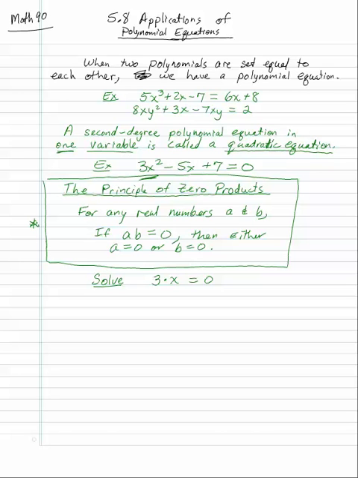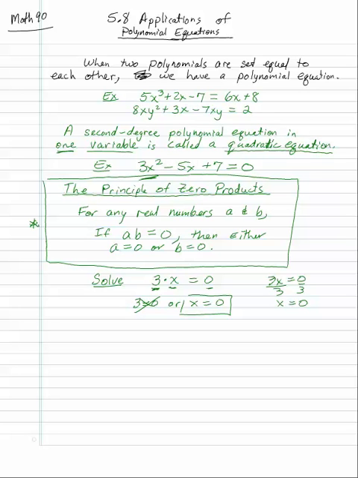Okay, so we know from basic algebra that if we wanted to solve this for x, we would divide both sides by 3, and x would equal 0. But we can also solve it using this principle, because if you have a product of two numbers equal to 0, then we know either 3 equals 0, which is false, or x equals 0. So x has to be 0 in this case.